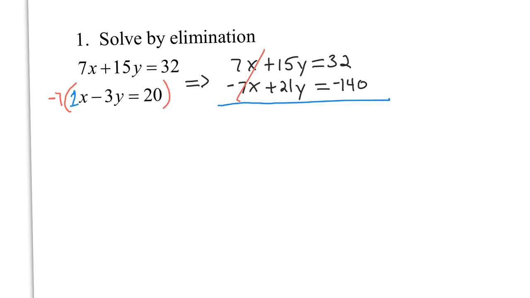And for the y's, you are going to have 36y, 15 plus 21, and that's going to equal negative 108. When you combine the constants, 32 minus 140, we get negative 108. Now you are going to solve for y. So you divide by 36 here. This is going to turn into 1. So my y value is negative 3. So we got the y.